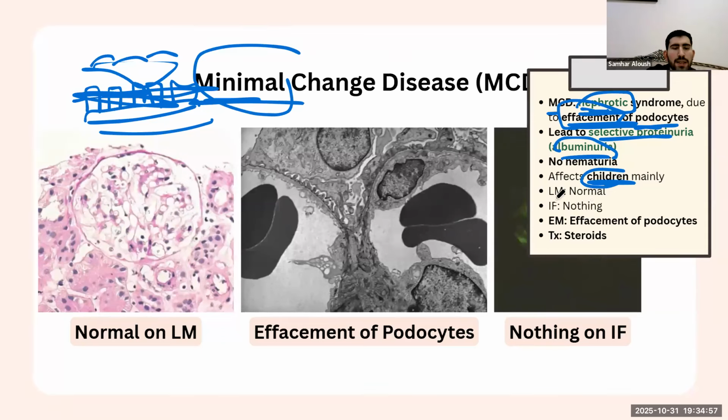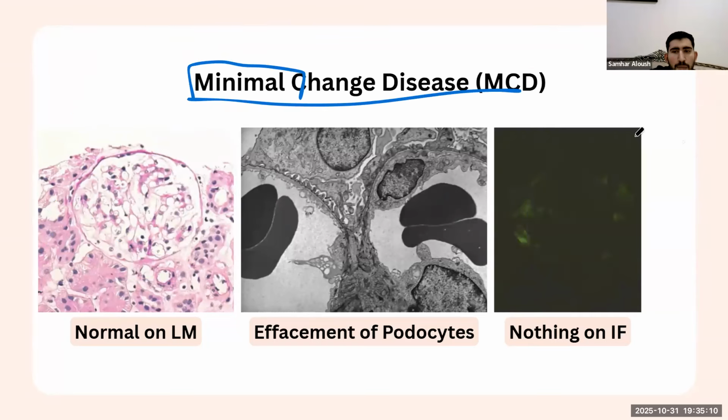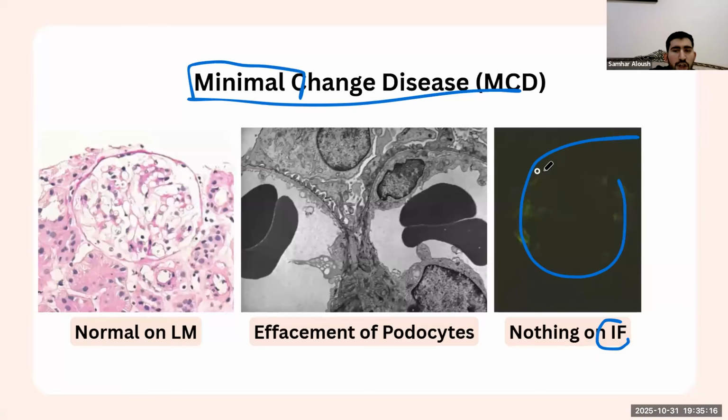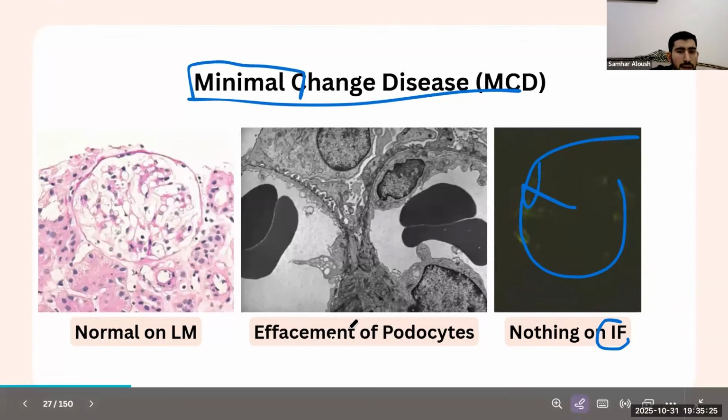Okay. Since it's effacement of podocytes, we can't see podocytes on light microscopy, so light microscopy will appear normal. We can't see anything. This is the normal glomerulus, because it's effacement of podocytes. In immunofluorescence, we also can't see anything, because from the name, immunofluorescence makes immune cells shiny. And minimal change disease is effacement of podocytes. There's no immune cells, so it's barely anything, barely any green. Okay. However, in electron microscopy, we will have effacement of podocytes.